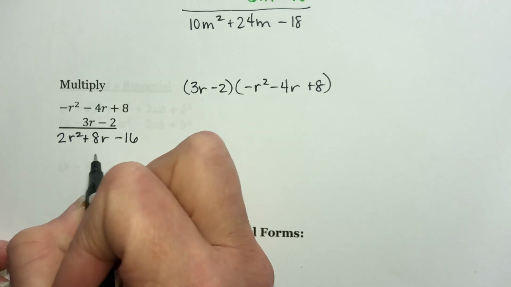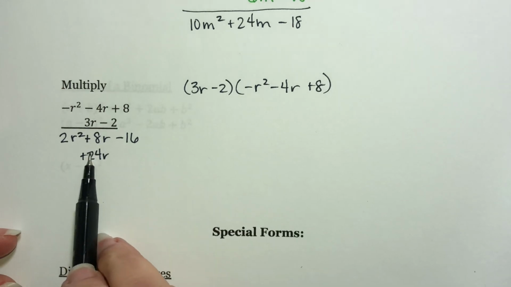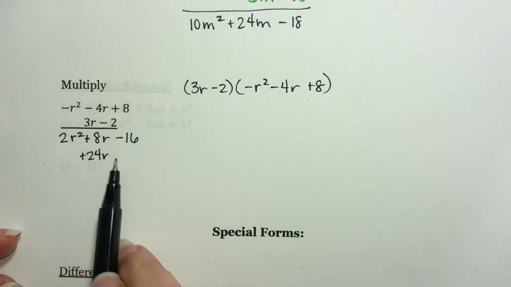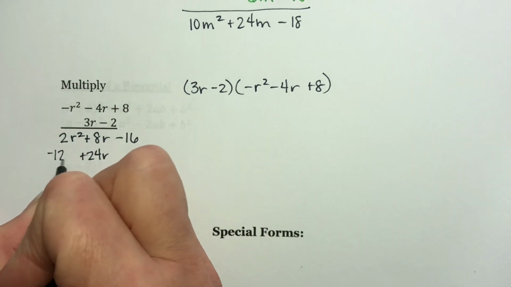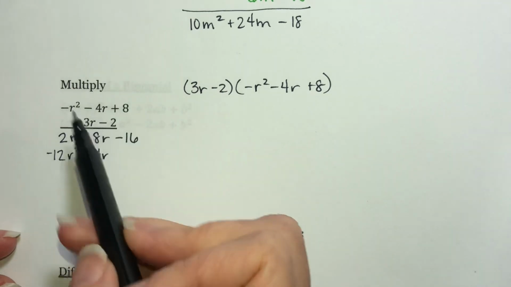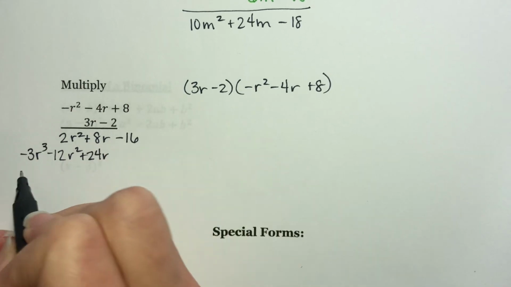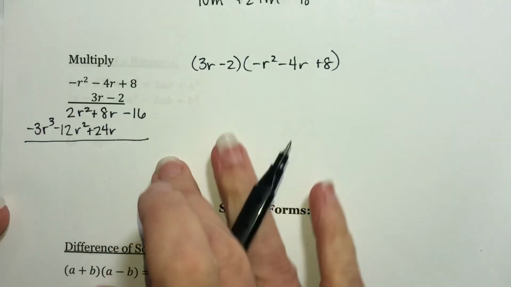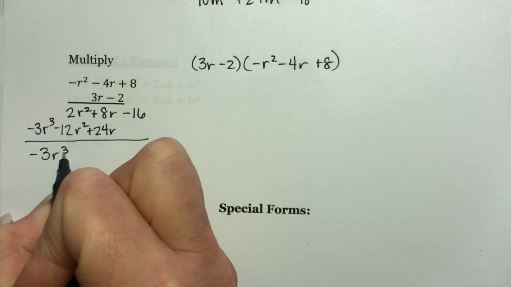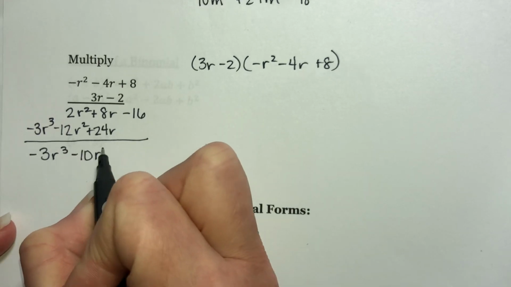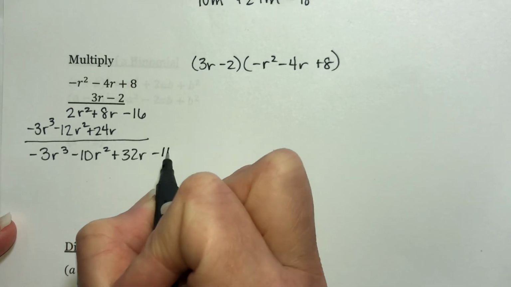3r times 8 is 24r. Notice how even I had to move over a spot. That's very similar to what you learned in arithmetic. And I'm lining up my like terms. Now 3r times negative 4r is going to be negative 12r squared. And then 3r times negative r squared is going to be negative 3r cubed. Now line up your like terms. Your like terms are lined up. Add them together. And we get negative 3r cubed minus 10r squared plus 32r, and minus 16. And this will be your answer.